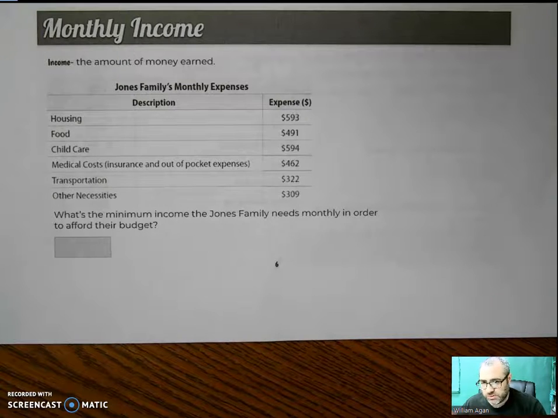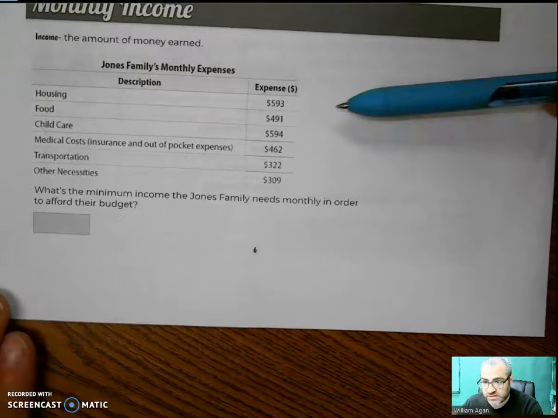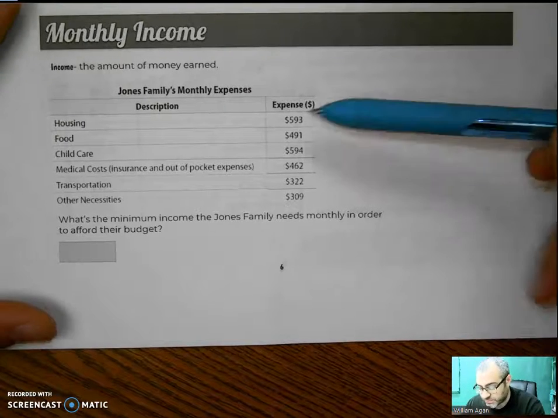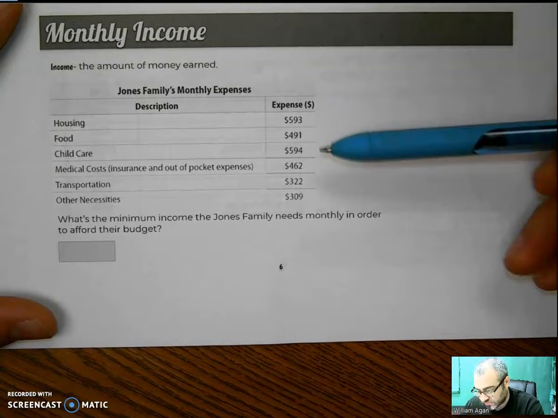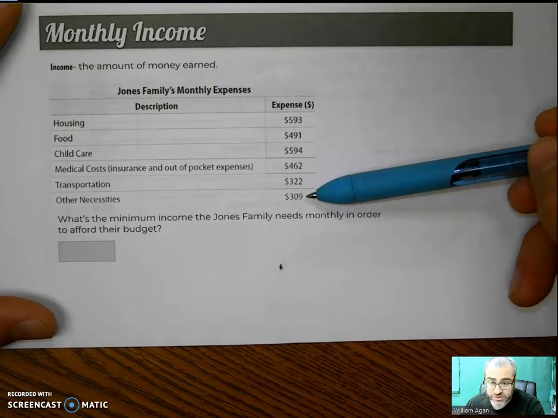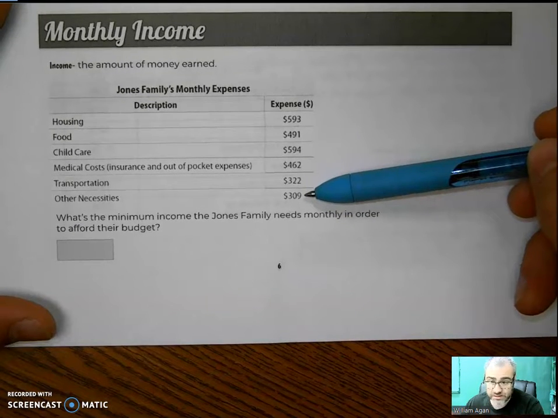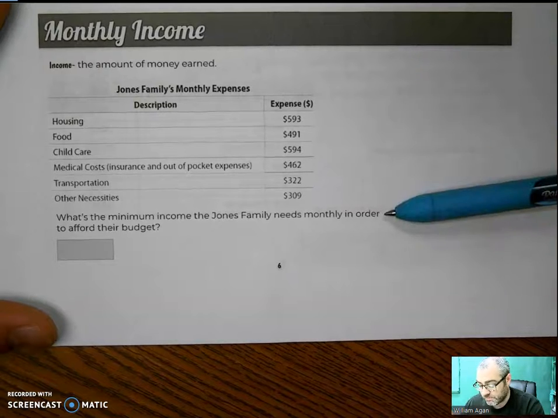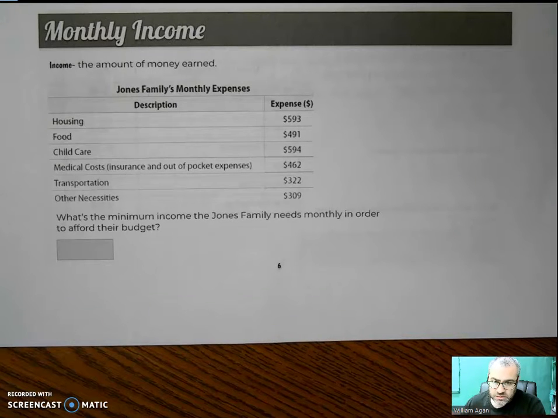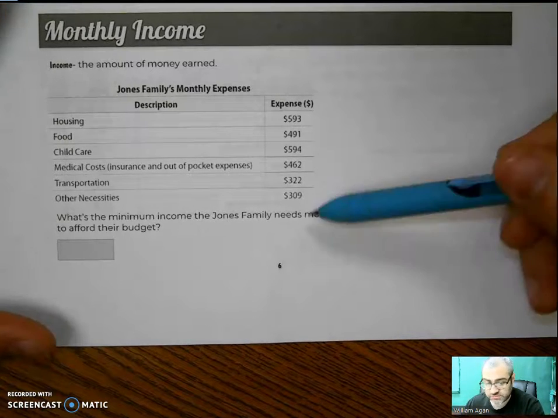So on this problem, this shows all of the Jones family's expenses: how much money they have to spend on housing, on food, childcare, medical costs, transportation, and other necessities, other things that they need. Okay, the question is, what is the minimum income that the Jones family needs monthly in order to afford their budget? So how would we figure that out? How do we know how much money they need to afford all this?